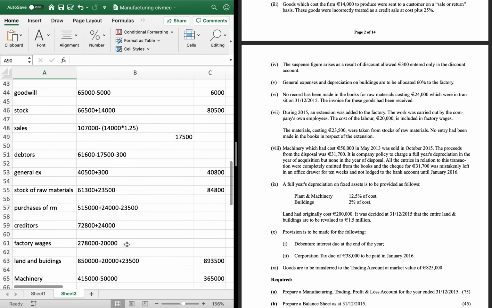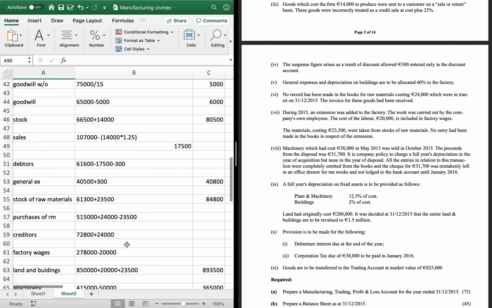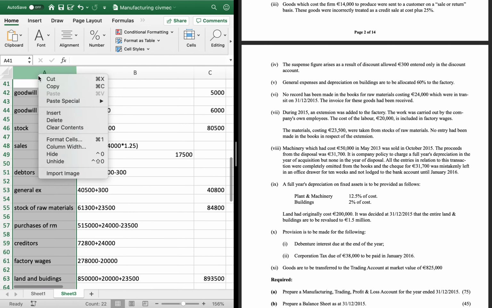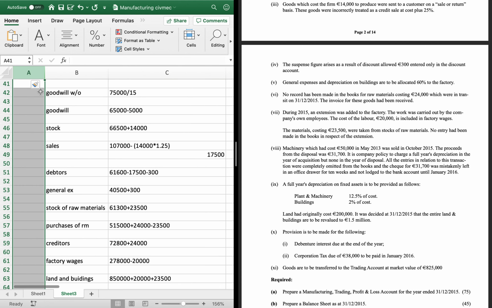I managed to start halfway through this page. Anyway, I'm going to label where everything goes. The rule for manufacturing accounts is that if something is to do with manufacturing, that would be anything to do with machinery, or anything direct factory wages, anything to do with the factory at all, we put it in the manufacturing account.